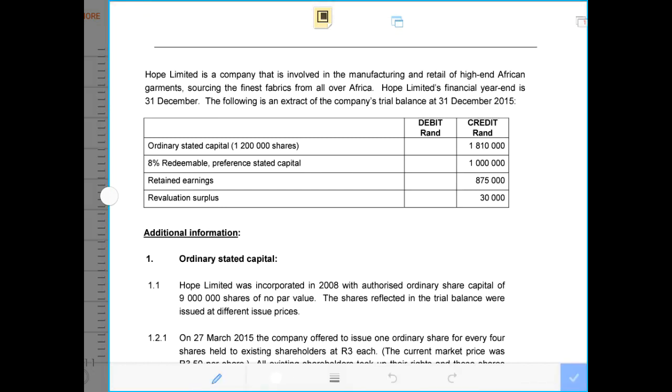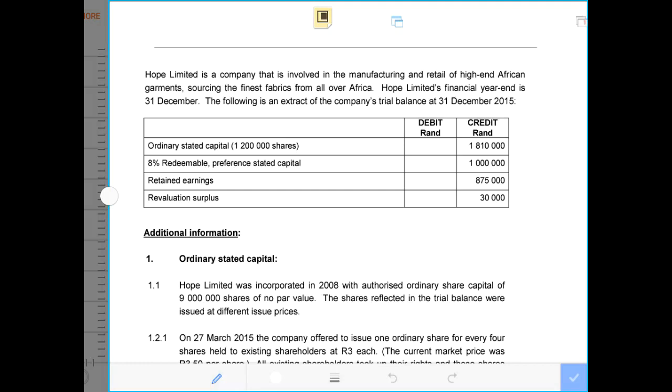It reads as follows. Hope Limited is a company that is involved in the manufacturing and retail of high-end African garments, sourcing the finest fabrics from all over Africa. Hope Limited's financial year end is 31st of December each and every year. The following is an extract of the company's trial balance at 31st of December 2015.